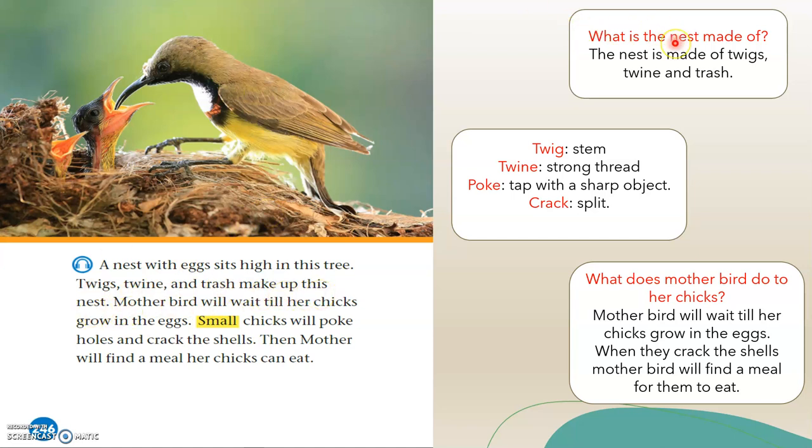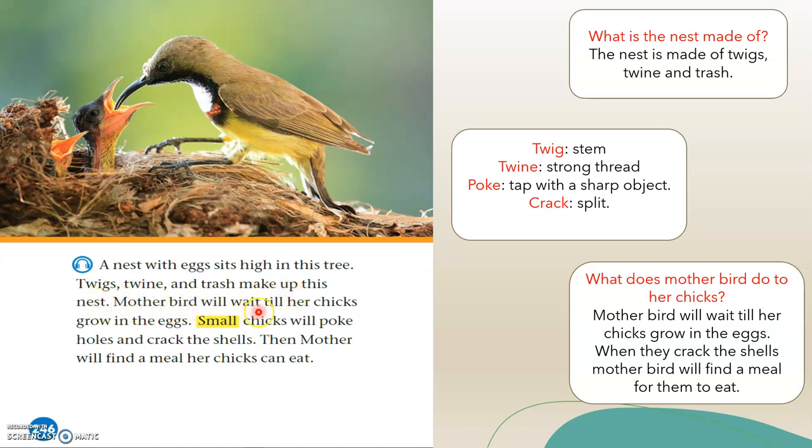So, what is the nest made of? First, the nest is made of twigs. What is the meaning of a twig? A twig, a stem. These are the twigs. Twine is strong thread that the mother bird will use to join or connect the stems together. And trash, they make up this nest.